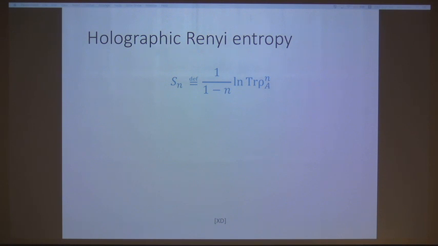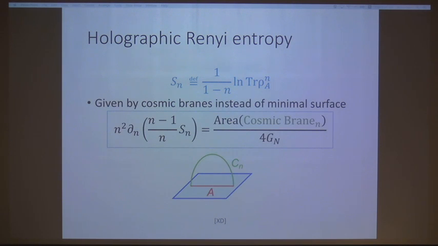So I want to also mention a generalization of the RT formula to the Rényi entropy. So this is the holographic Rényi entropy. The Rényi entropy, as we said before, is defined in this way. And the result that I'm going to say is basically that a particular derivative of the Rényi entropy is given by the area of cosmic branes instead of minimal surfaces.